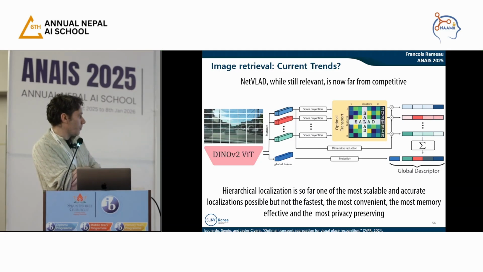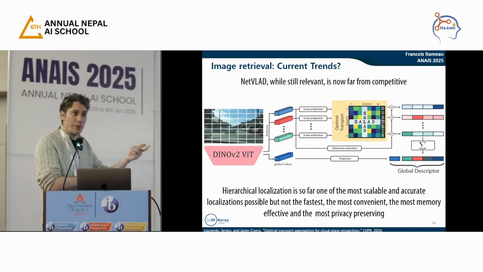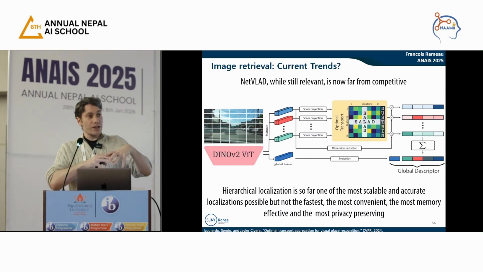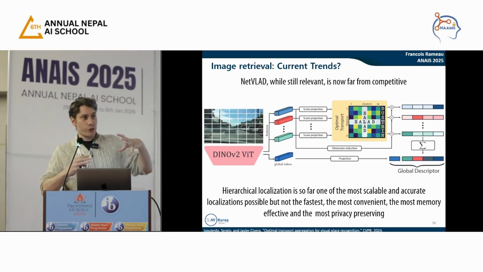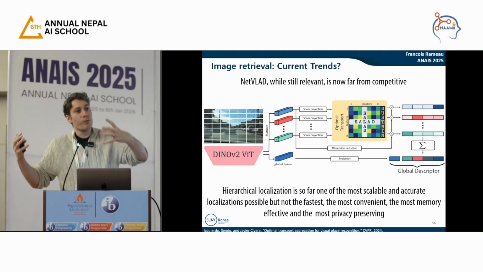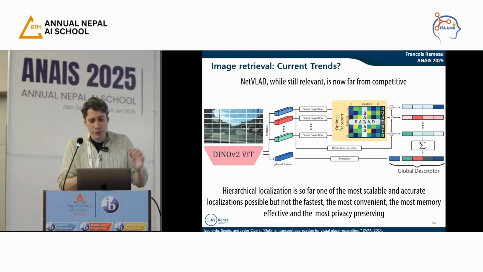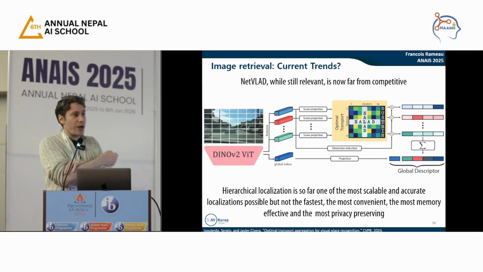So to come back to hierarchical localization, I told you it's very good, but it is not necessarily the fastest. It is not necessarily the best for privacy preservation either, because you will need your structure from motion map if you want to do that. It means you have all your images stored somewhere, and for privacy, that's not super good. So people were trying to find solutions to improve that pipeline. It's super difficult to be better than this.